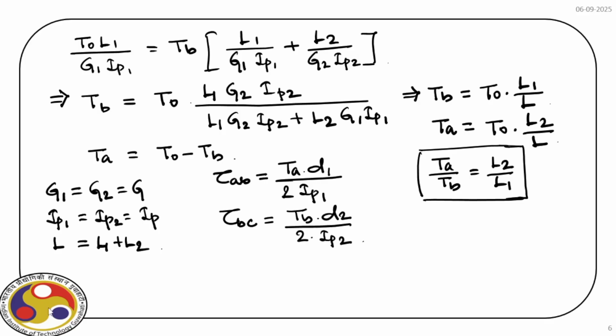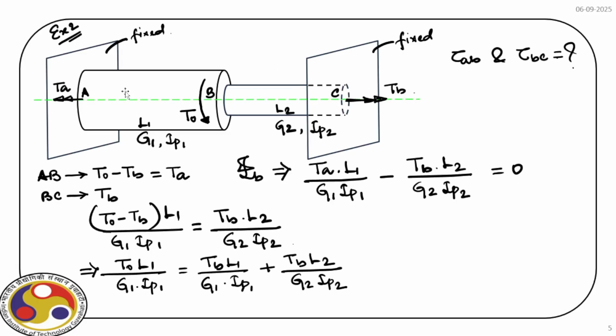Now, if you go back to the original problem, because we have a fixed condition, for this problem we have applied T0 is equal to TA plus TB, right? So this is the equilibrium equation at the point B.